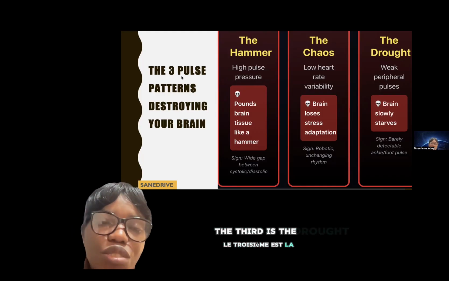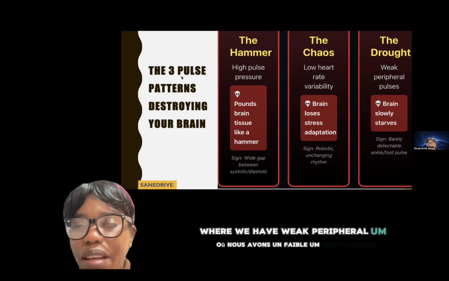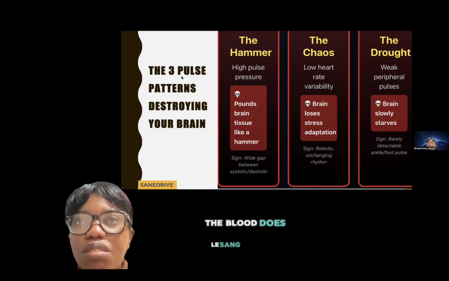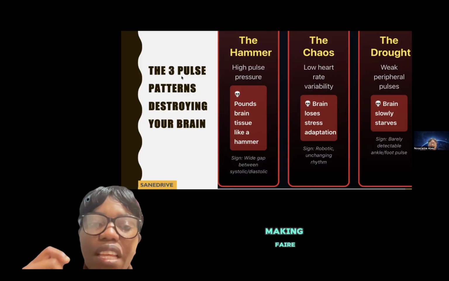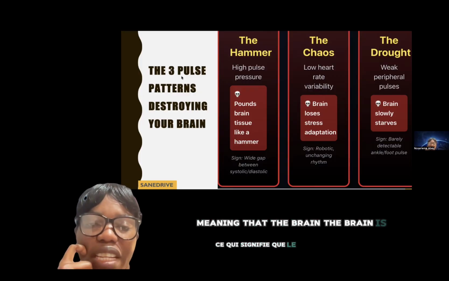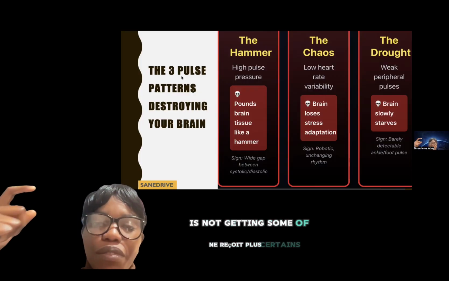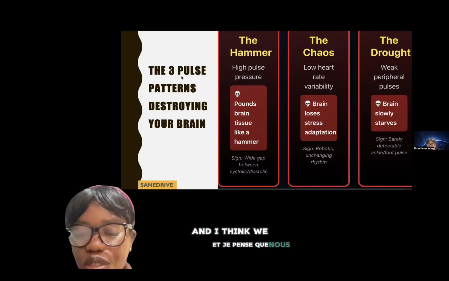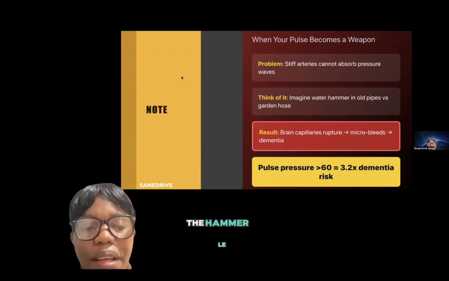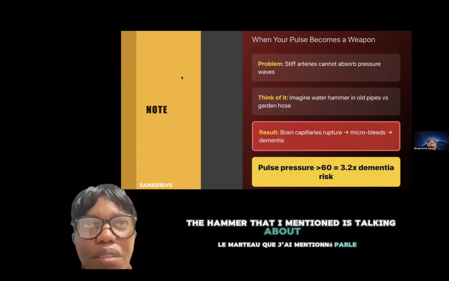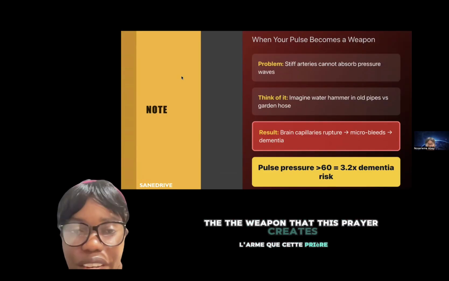The third is the drought part, where we have weak peripheral pulses. And in this case, the blood does not get to the other extremities. And then the weakness starts from there, meaning that the brain is not getting some of that feedback again. And I think we should just go right in, and that way we'll be able to look at it more carefully. The hammer that I mentioned is talking about the weapon that this pressure creates.